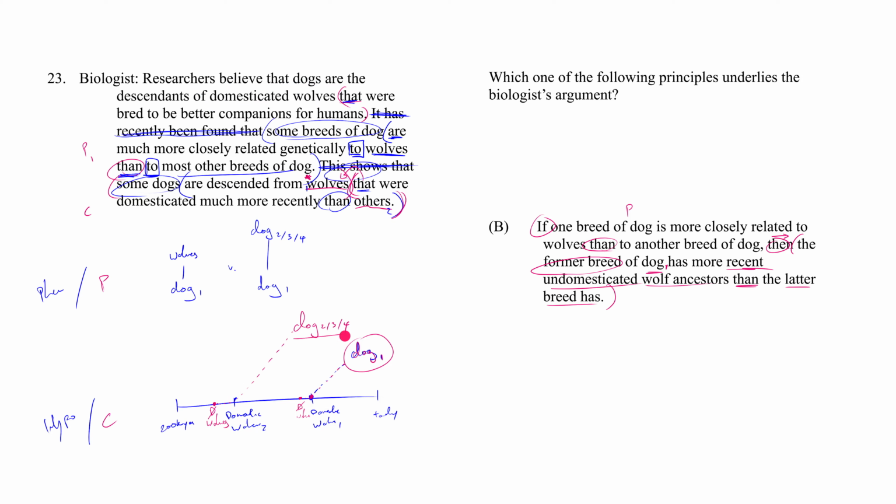You just told me that this group of dogs has undomesticated wolf ancestors way back over here. This group of dogs has undomesticated wolf ancestors only back over here. And you told me that everything has to be domesticated anyway. So, well, then it must be that at some point you got domesticated right over here. You got domesticated over here, which is what they're saying in the conclusion: that this dog 1 group descended from a more recently domesticated set of wolves.